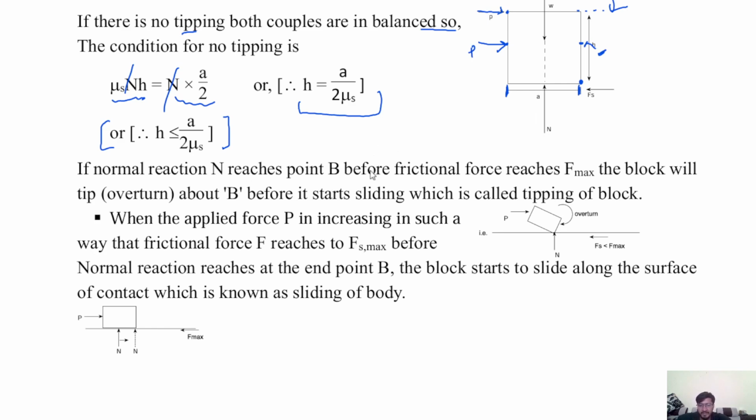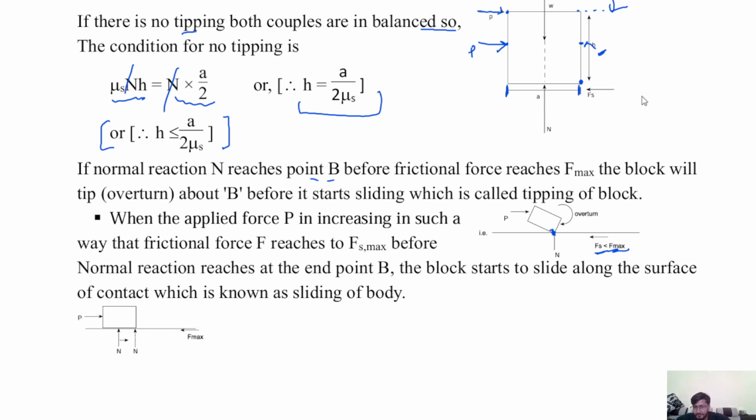If the normal reaction N reaches point B, this is point B, before the frictional force reaches maximum, this friction force is less than Fs max. Means if the normal reaction N reaches the end point, point B, before the frictional force reaches F max, the block will tip or overturn about B before it starts sliding, which is called tipping of the block.